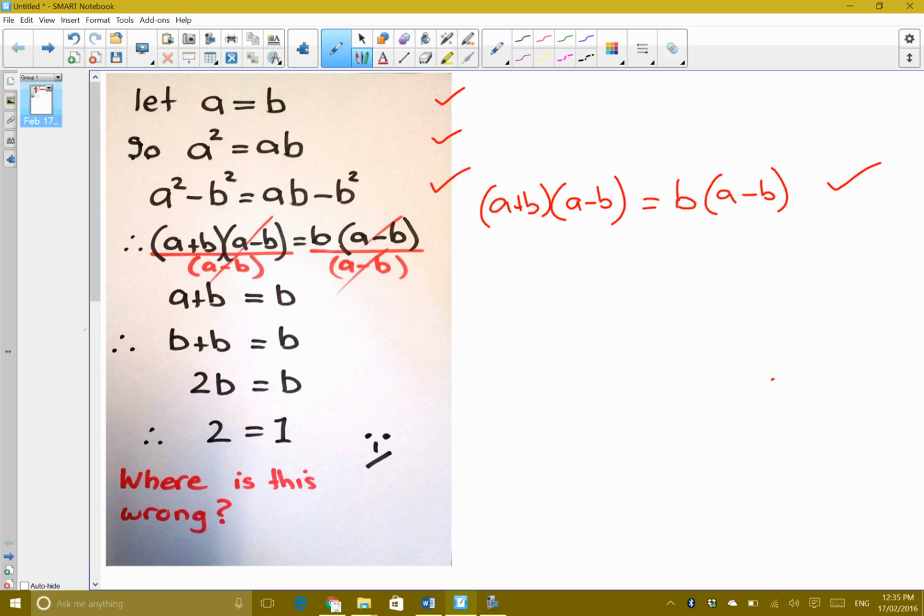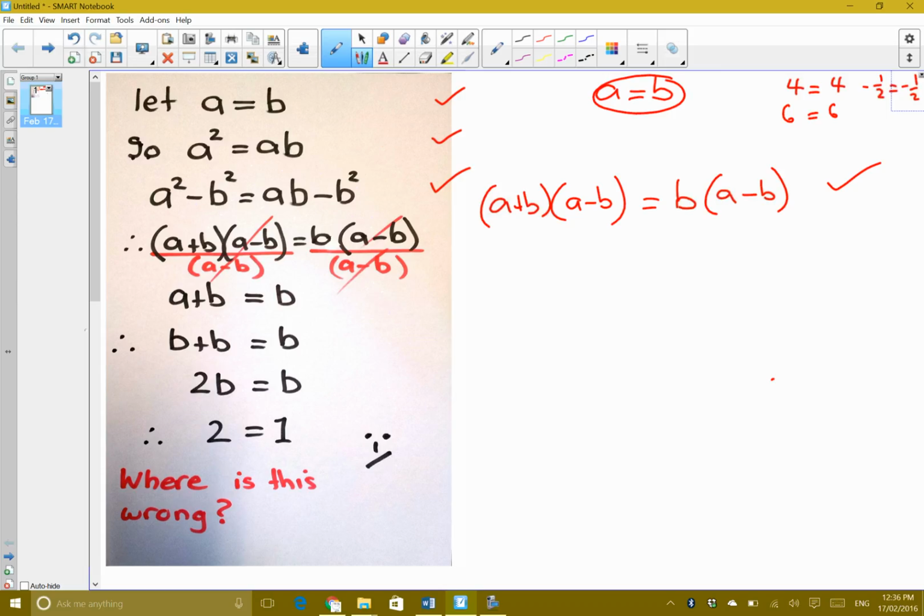The issues happen when I go to the next line and I try to simplify this equation here. Because up the top, if we let a equal b, it means they're both the same number. They're just numbers, so it could be 4 and 4. If a was 6, b would have to be 6. If a was minus a half, b would have to be minus a half. So they're both the same number.